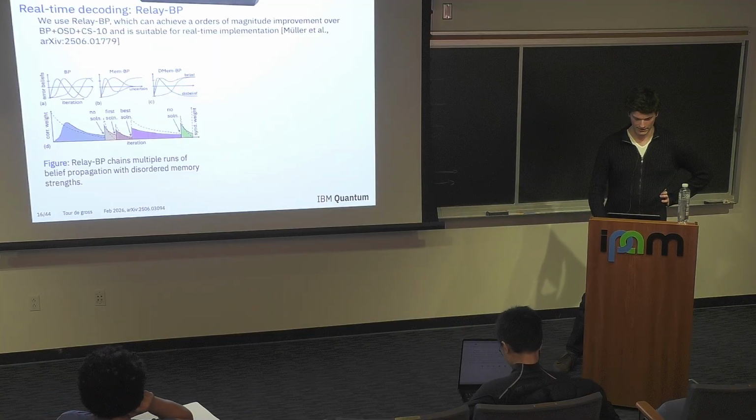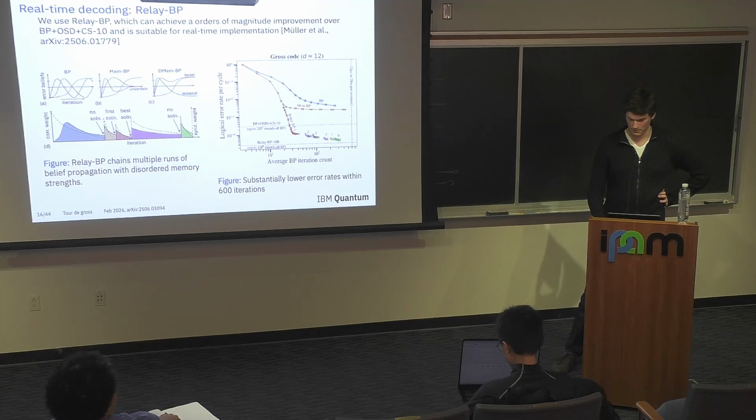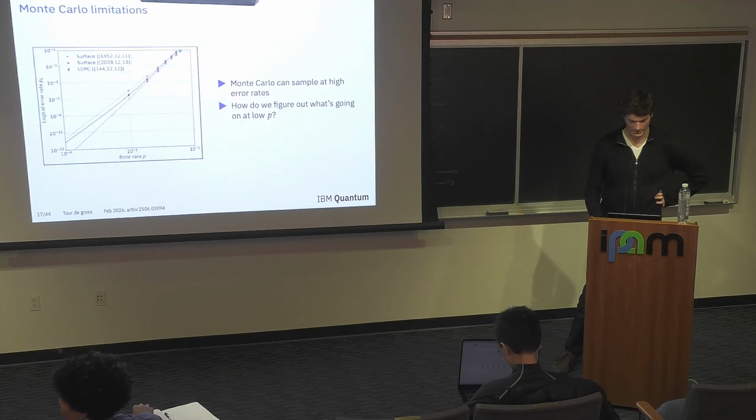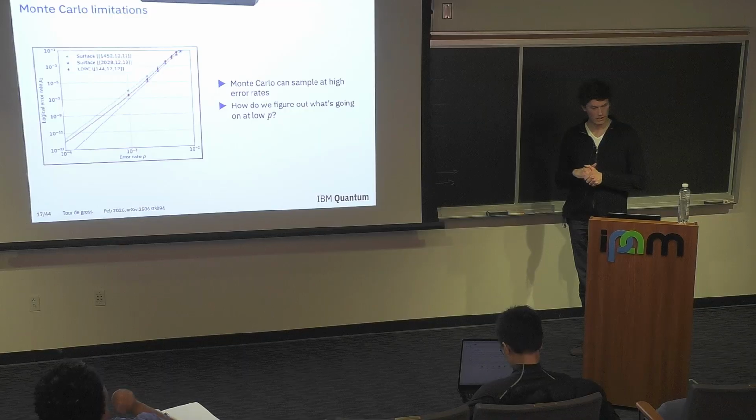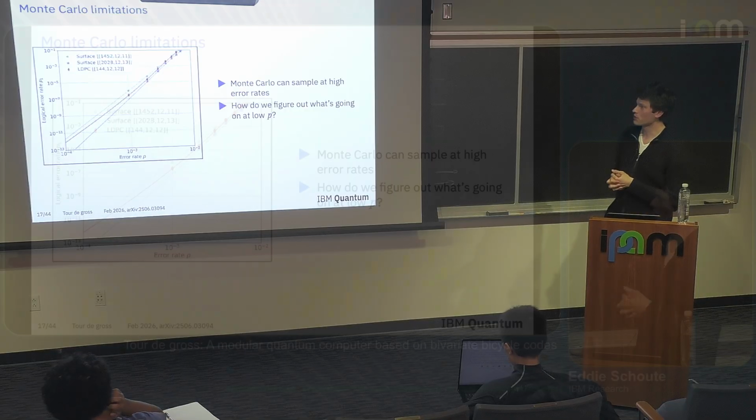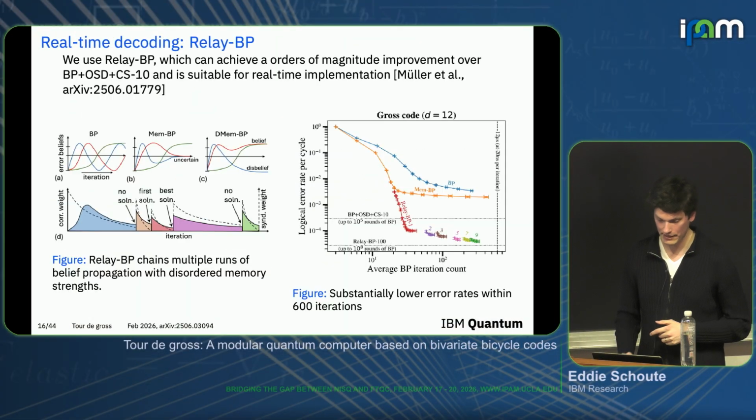Okay. I'll skip this because Michael's going to talk about it in the next talk. To get logical error rates, we pick our decoder, Relay BP, go to the next talk.